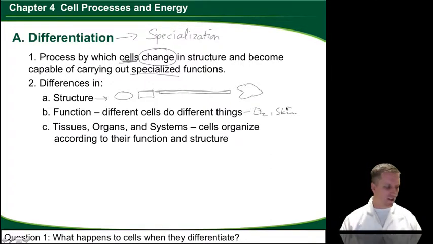Also, we need to realize that these differences, when cells differentiate, they actually get more organized. So cells that do the same kinds of things, let's say if I have a bunch of skin cells, well, they make up skin tissues. And those skin tissues make up the organ of the skin and systems. And so cells will actually organize according to their function and structure.